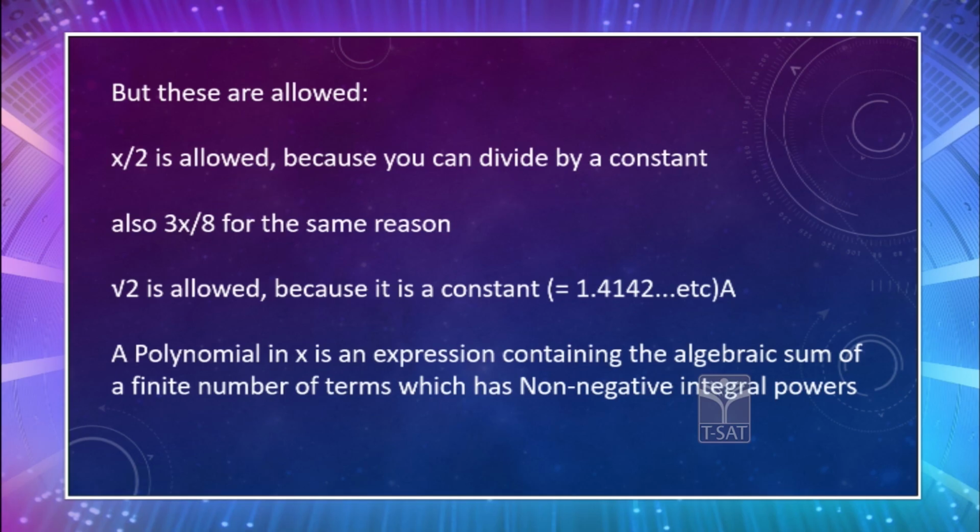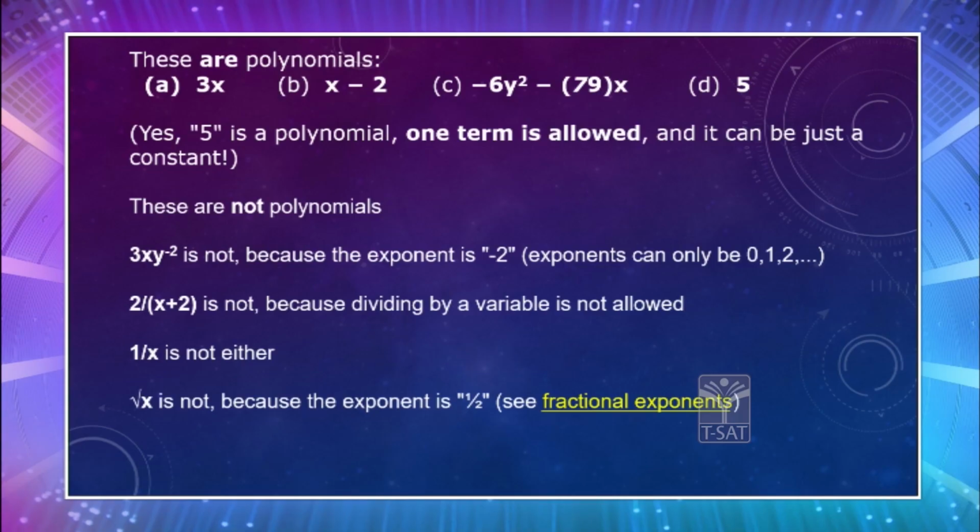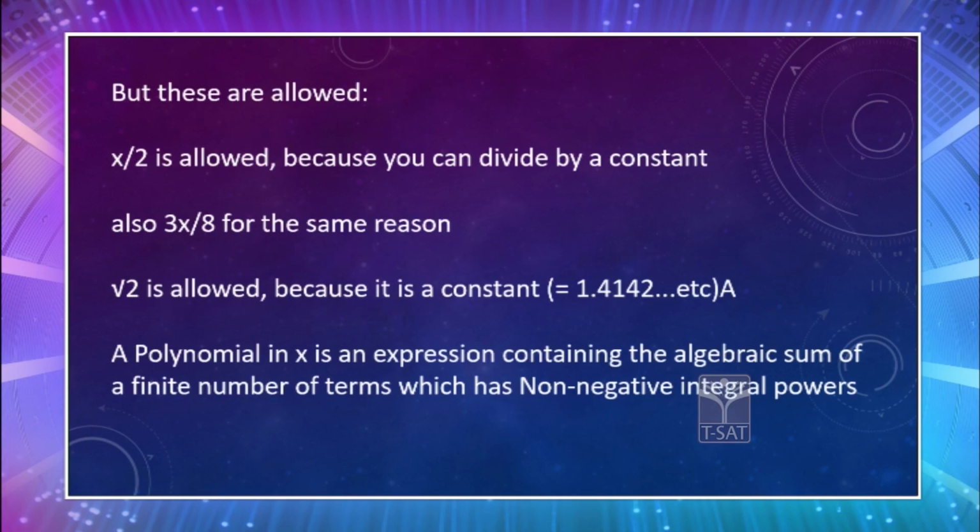Is it clear to understand about the polynomial? Just compare the previous thing and the present thing here. Here 2 by x plus 2 or 1 by x root x are not allowed to be considered as polynomials. Am I correct? Okay. When you come to x by 2 or root 2, these are allowed because these are numerical values or constants. So, I come to the conclusion to give a definition.